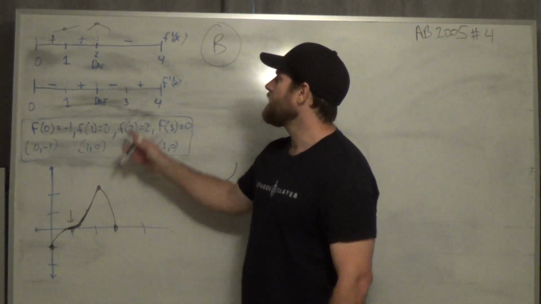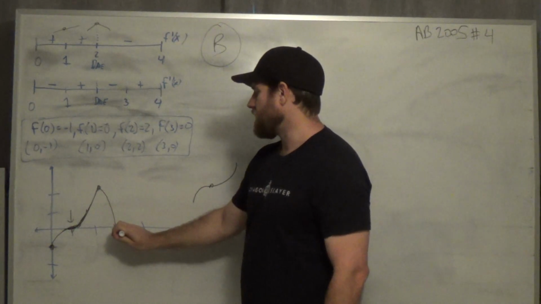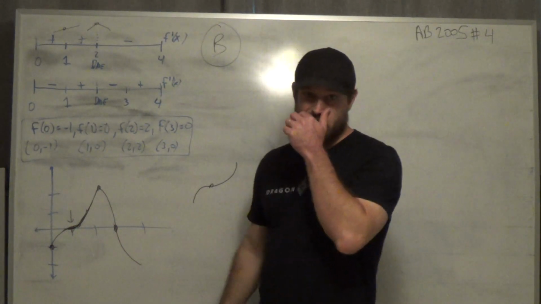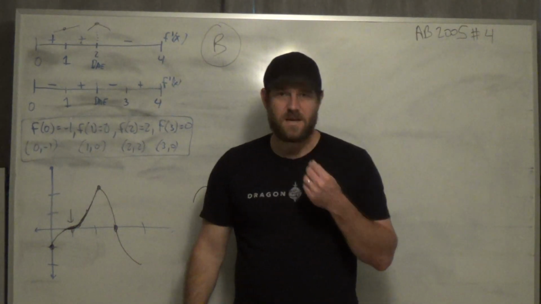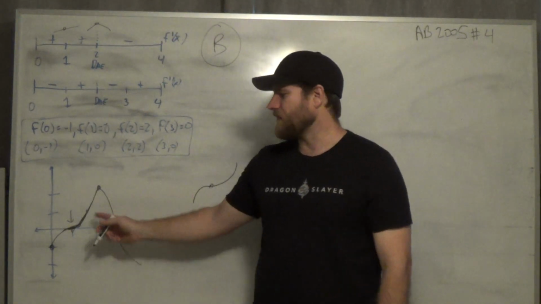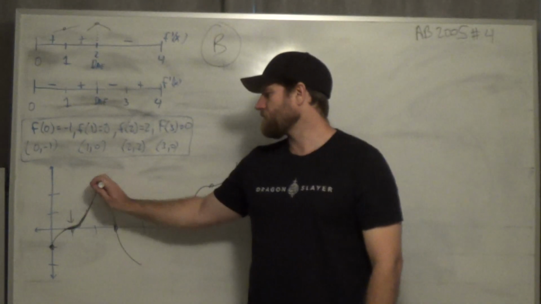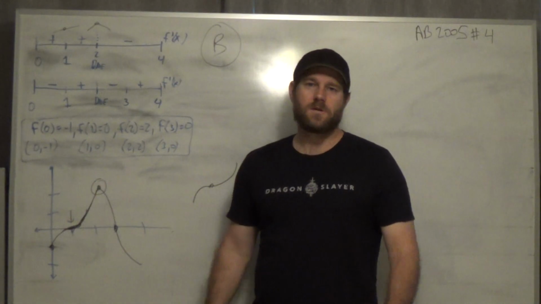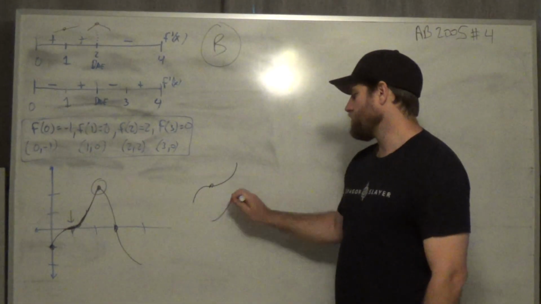Decreasing concave down, and then it's decreasing concave up. And there we go. I always like to think of it, instead of a sharp turn, I call it a shark turn. Looks a little bit like a shark's fin.